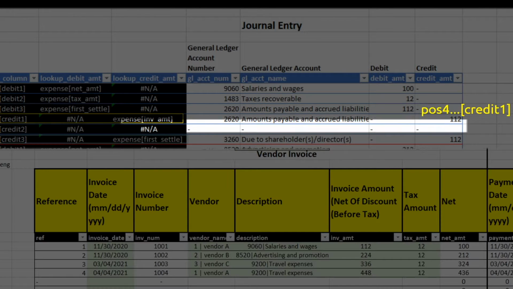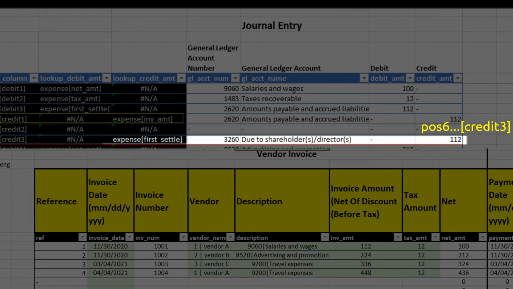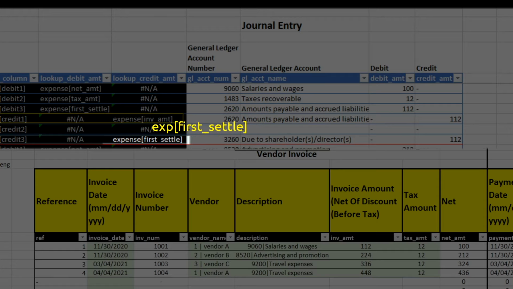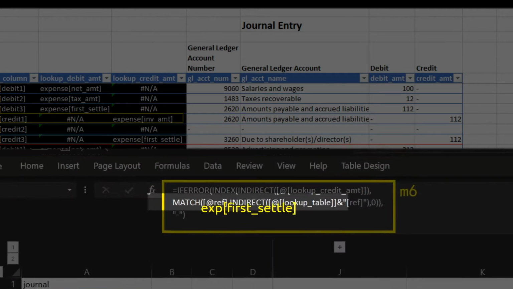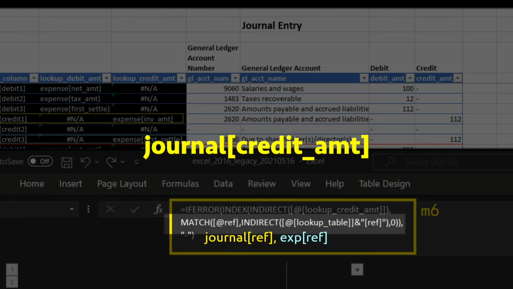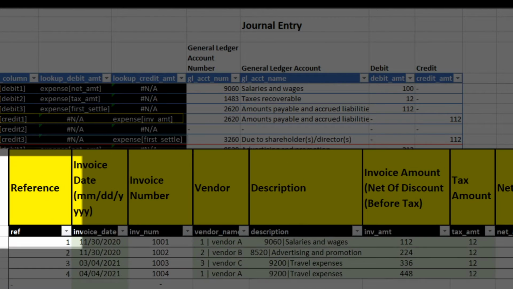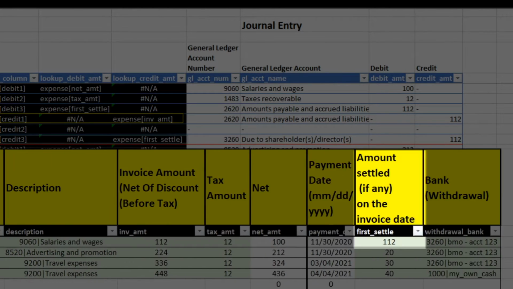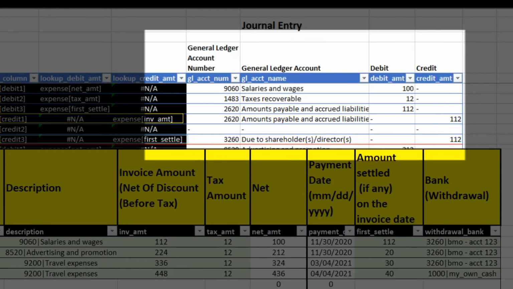Similarly, for position 6, we are looking up to the expense table's first settle column with the match of the reference 1 to the reference 1 of the expense table. Here is the $112 for the first settle amount that appears at the position 6.